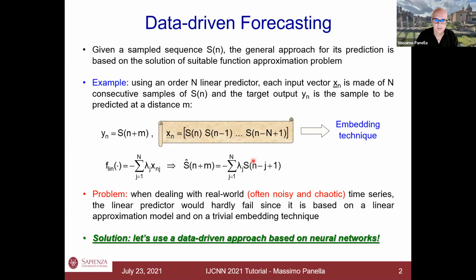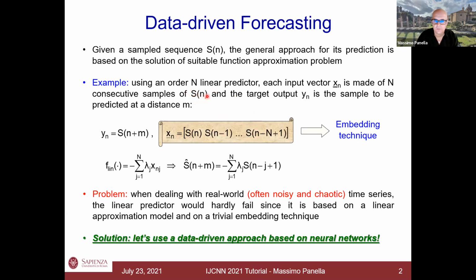In general, when you try to solve a time series forecasting problem, you are actually dealing with a regression problem. This is a very popular example based on a linear predictor, where you have a time series S, referring to an integer time index n with normalized time samples. And we have a time series S of n, time sample n.